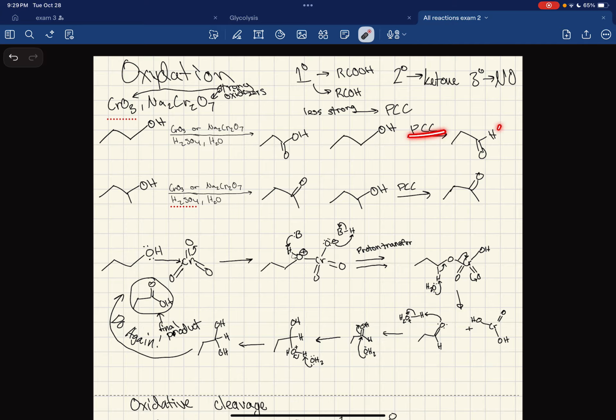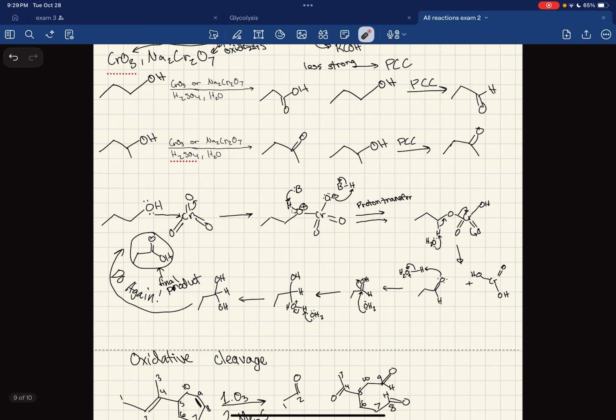PCC's main difference is that with a primary alcohol, it's going to stop at the aldehyde, while the strong oxidizer would go all the way to a carboxylic acid. PCC will then oxidize the secondary alcohol to the ketone just the same as this.